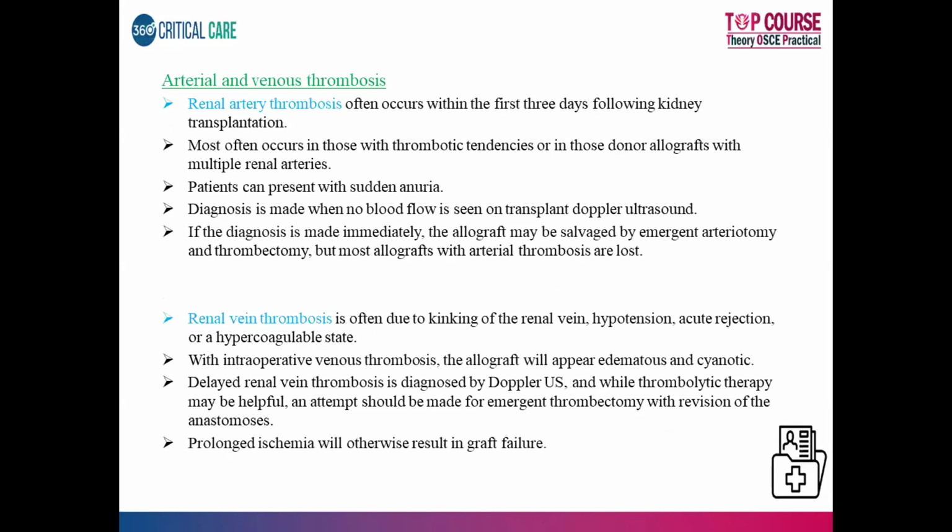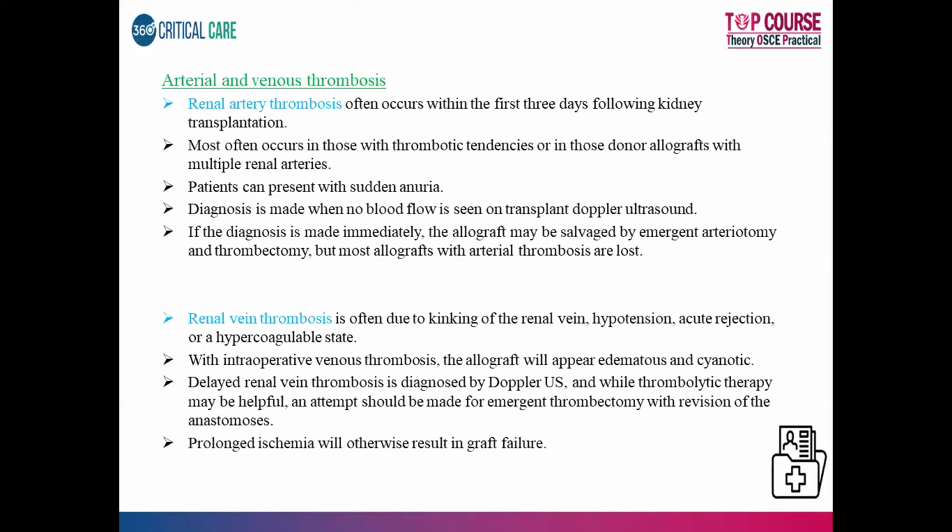Okay. Now the important one is the vascular complications which occur in the post-operative period. So one is the renal artery thrombosis and the renal vein thrombosis. So this renal artery thrombosis, it usually occurs within the first 3 days following the kidney transplantation. Okay, it is most often seen in those patients who have thrombotic tendencies or in those donor allografts with multiple renal arteries. In these patients, the chances of renal artery thrombosis is increased. So they usually present with sudden anuria, and the diagnosis is usually made by a Doppler where you see that there is no flow in the renal artery.